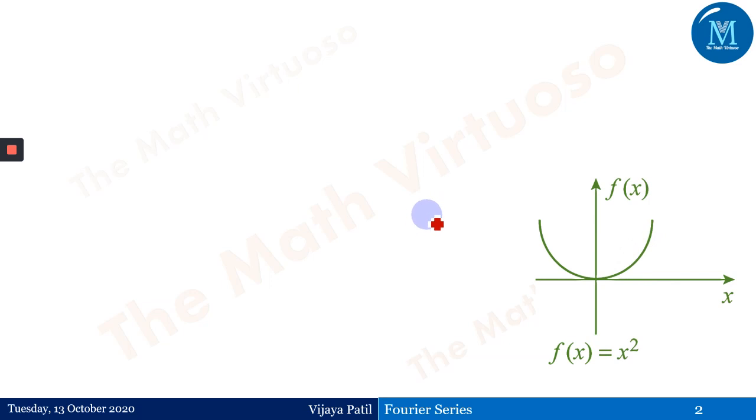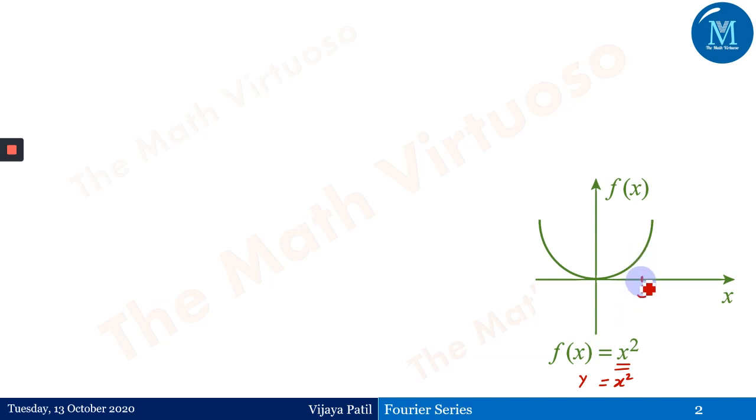Okay, so let me give you an example of this function: f of x equals x squared. That means you can say that y equals x squared. For this particular value of x, if I consider this curve for this function, suppose I take the value as 3.